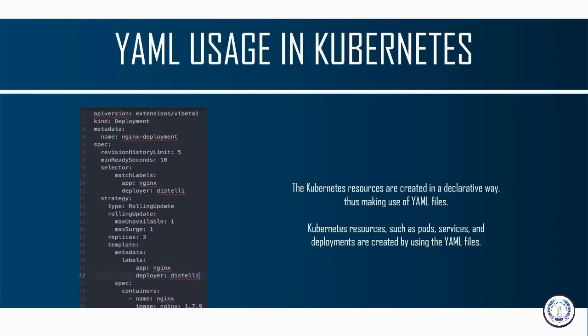Now, again, in specification, you can see min ready seconds is an optional integer that really describes the minimum number of seconds for which a new pod should be ready without any of its containers crashing for it to be considered available. Revision history limit is an optional integer attribute that you can use to tell Kubernetes explicitly how many old replica sets to retain at any given time.